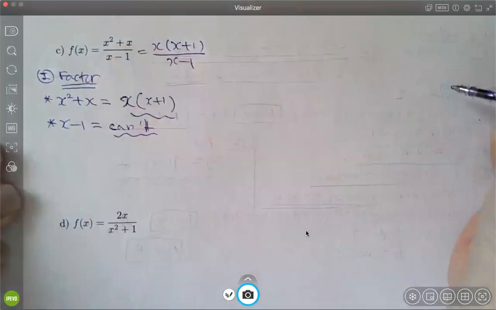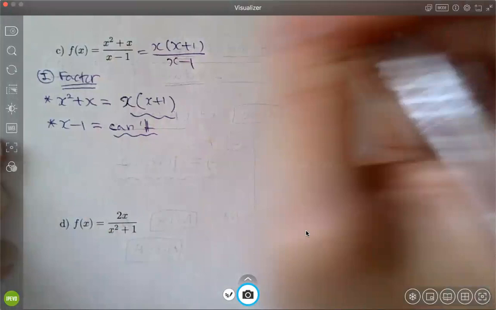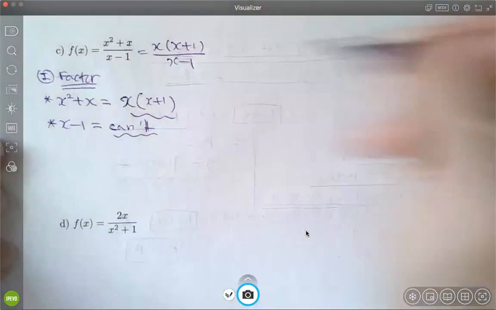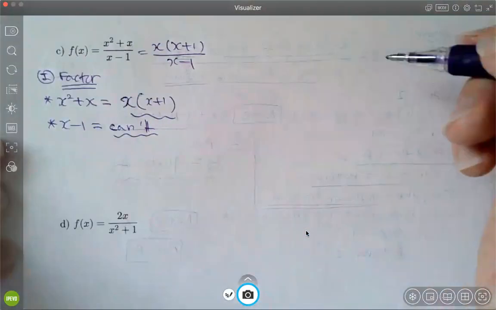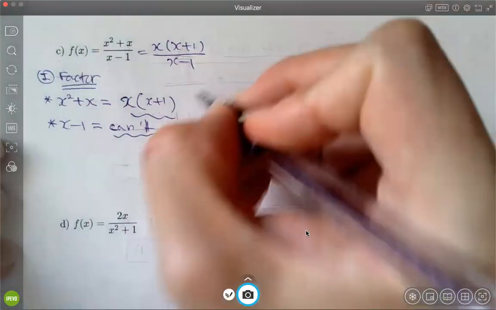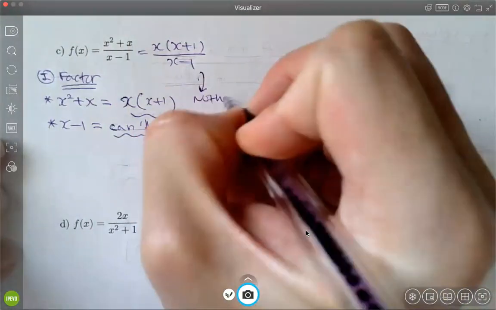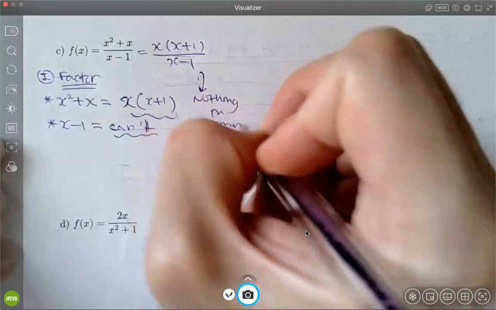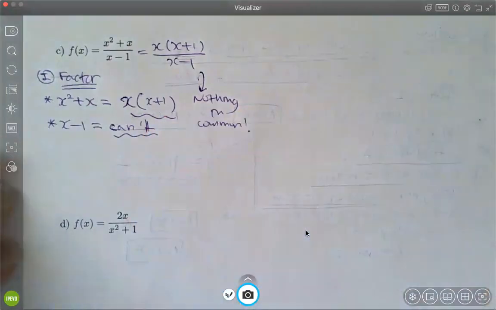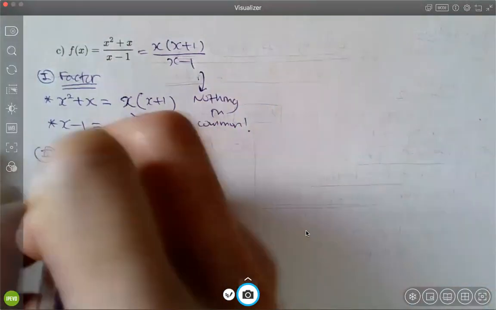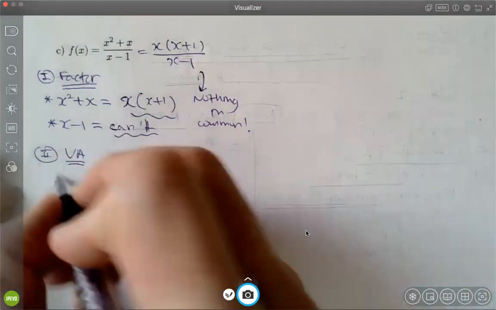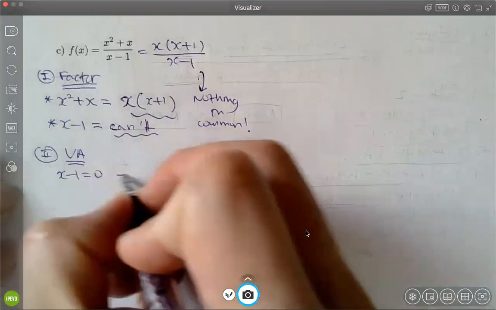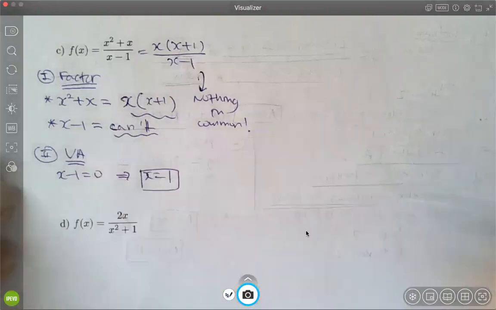So is there any common factor? No. Okay, now x is not the common factor, right? Because the bottom x is not multiplied. Okay, so nothing in common, right? Nothing in common. Okay, so now vertical asymptote. So that means set bottom equal to 0. So x minus 1 is equal to 0, so x is equal to 1, right? Okay?